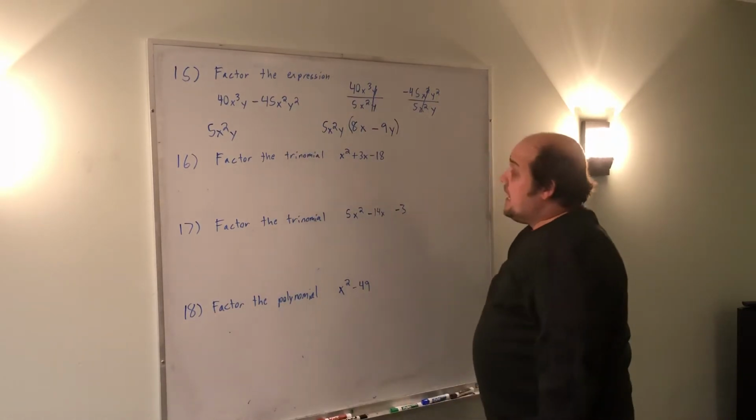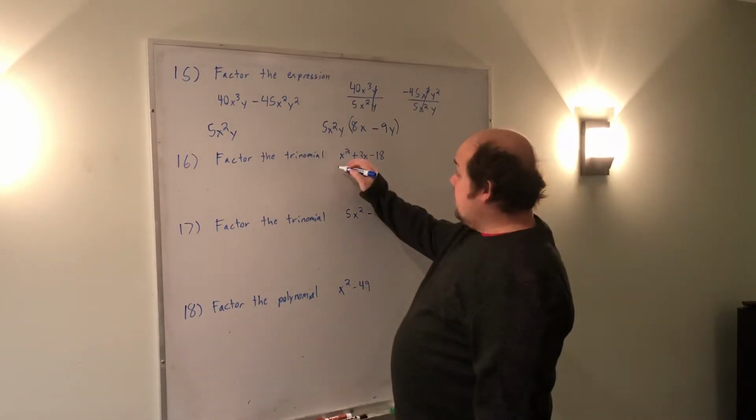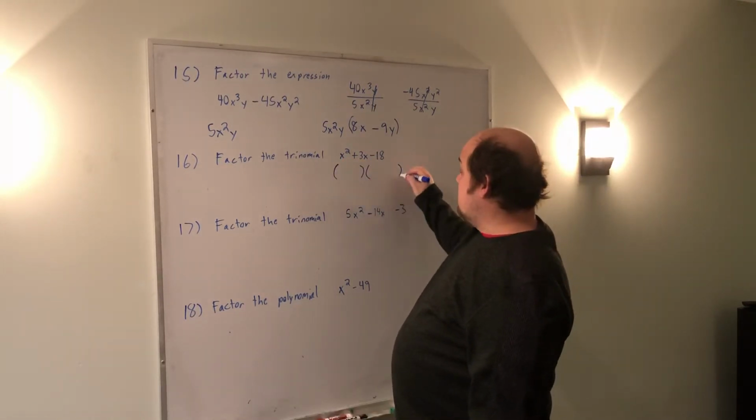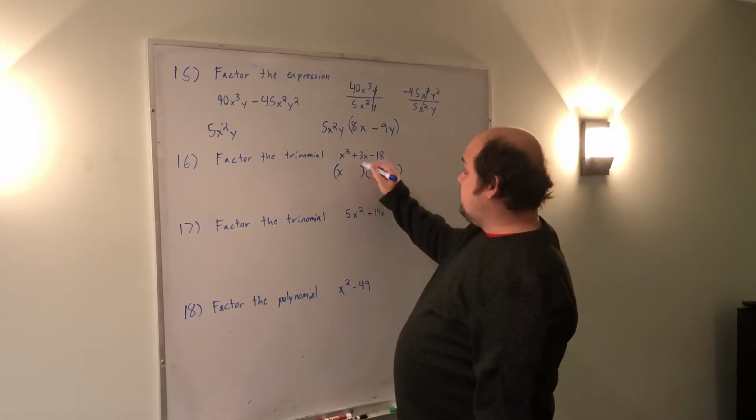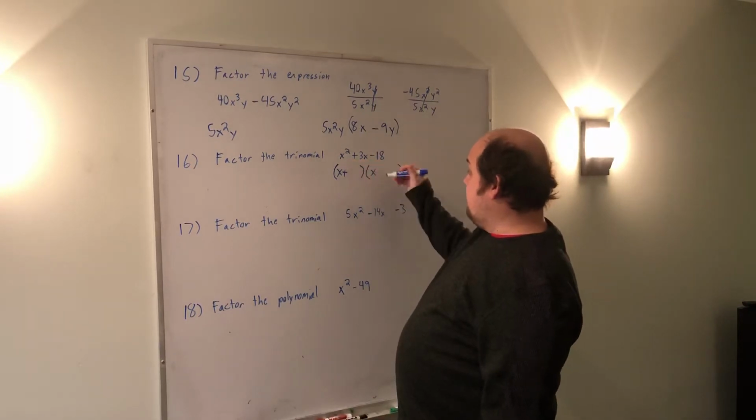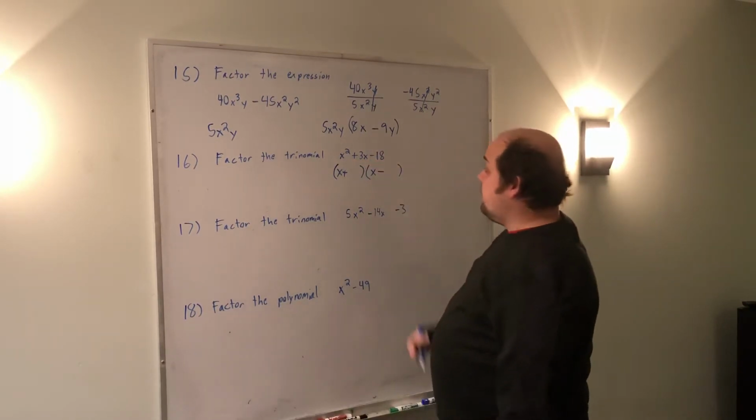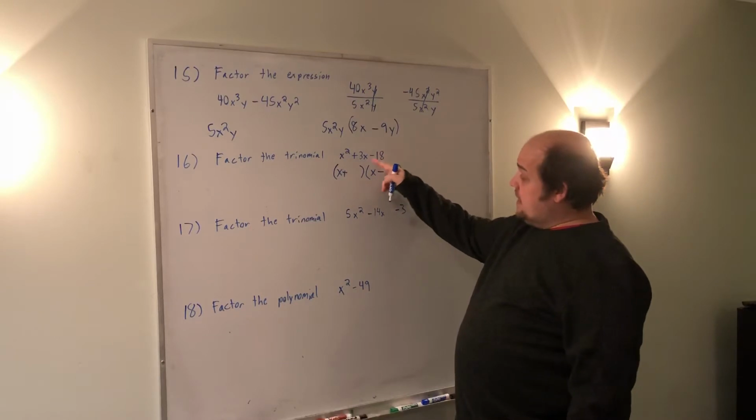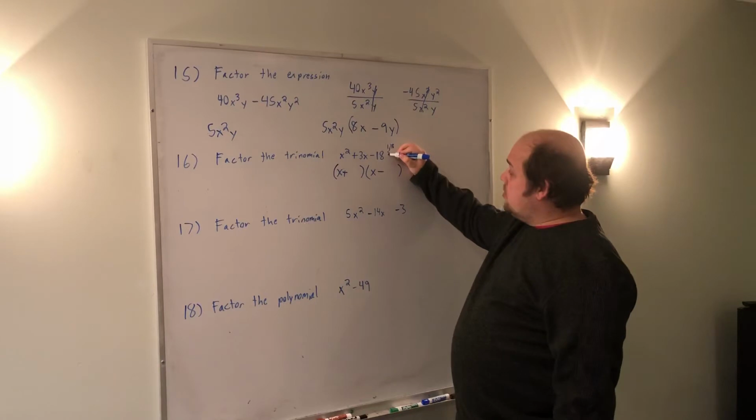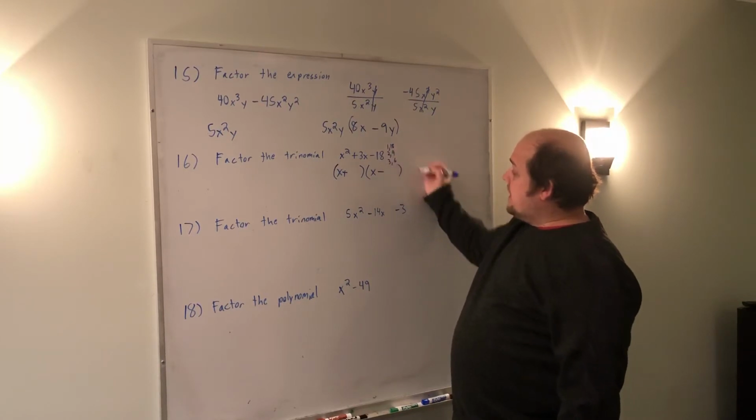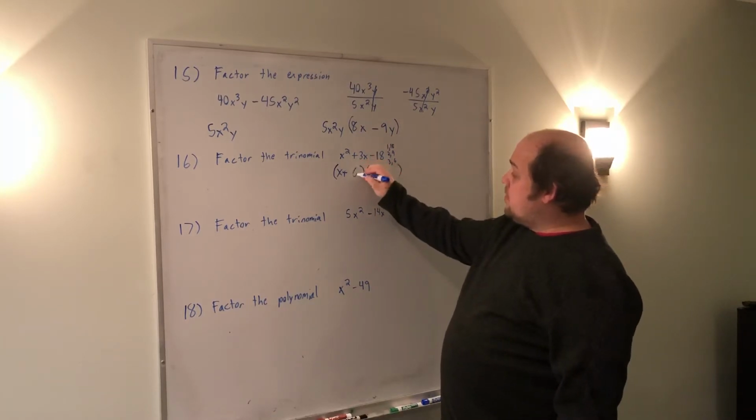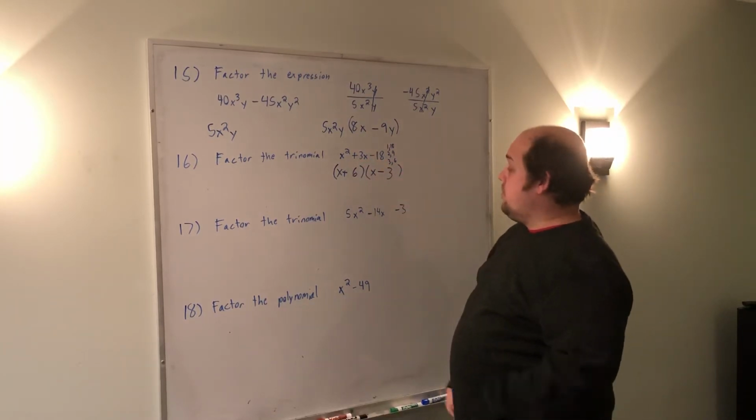For number 16, it asks me to factor the trinomial. Here it's got a equals 1, so I can start just by making my parentheses. I'm going to put in x and x, bring down the positive. Different from positive is negative. I'm looking for two things that multiply to 18 and subtract to 3. The ways to get to 18 are 1, 18, 2, 9, and 3, 6. The one that subtracts to 3 is 3, 6. So I put the larger one here, the smaller one here.